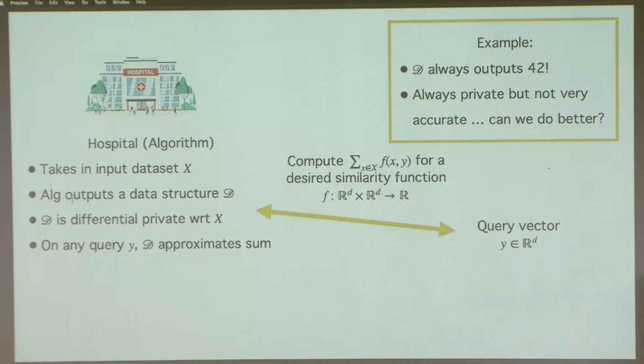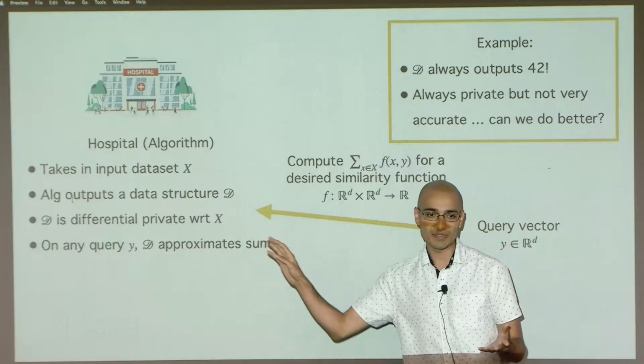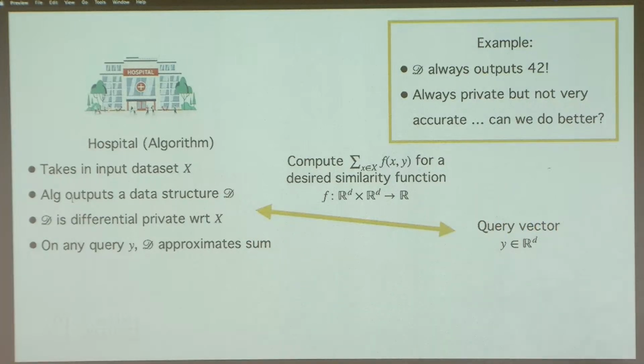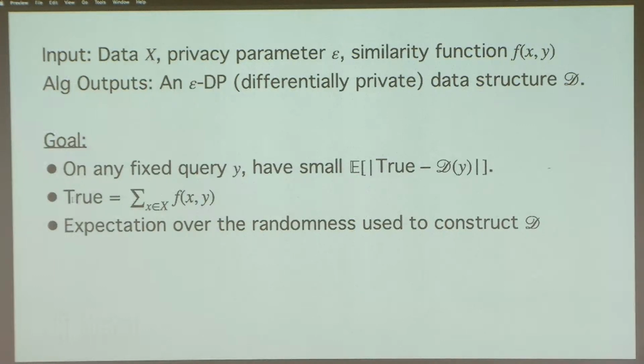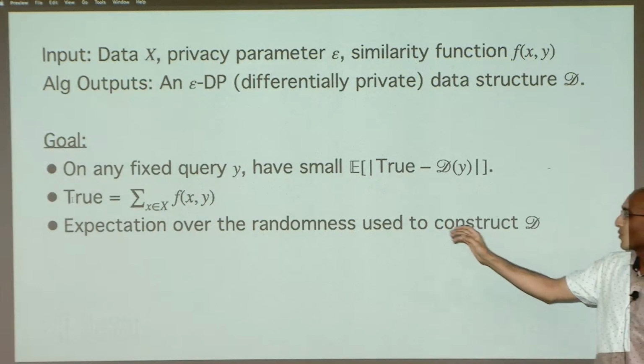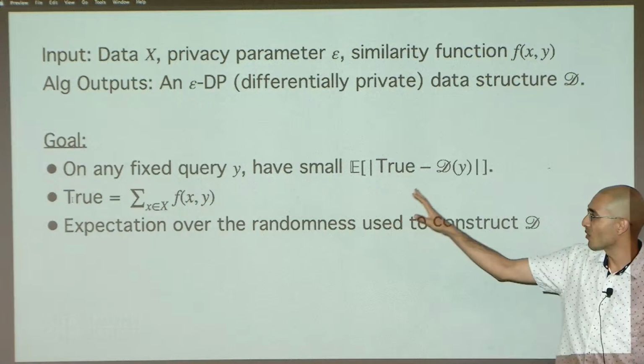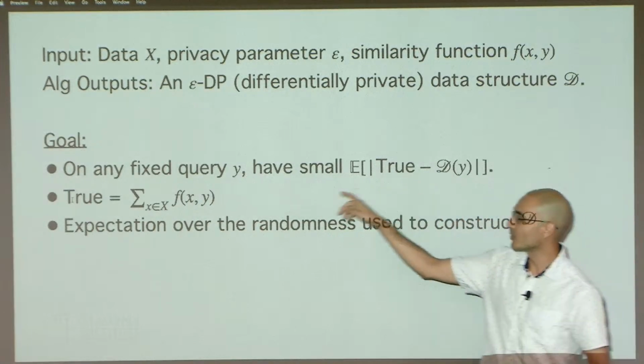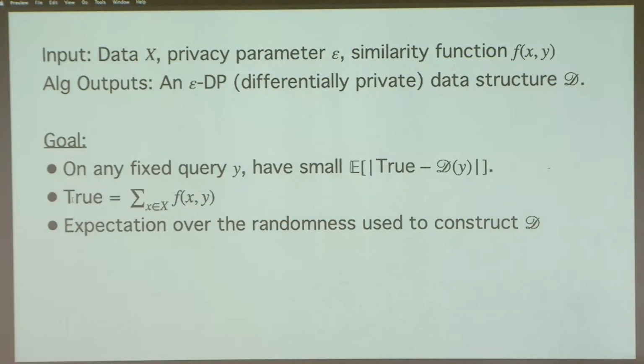The notion of privacy we're going to be using is differential privacy. It doesn't really matter what it is in this talk, because this talk is not really about differential privacy. We've seen this previously in the morning, but it's some notion of preserving the data of these private patients. To write this again, what we want is, for any fixed query y, low expected error to the true sum. And the expectation is going to be over the randomness that we use to create the data structure, okay? All right.